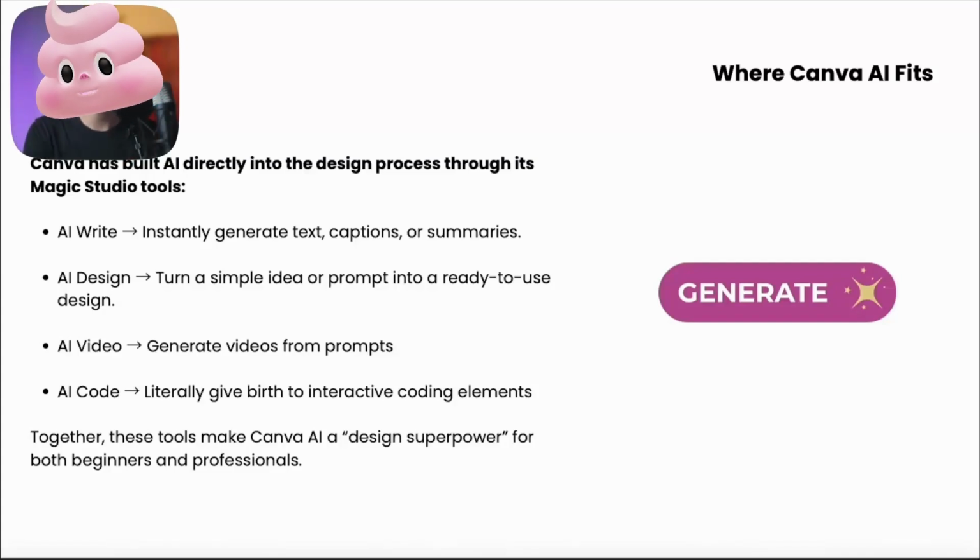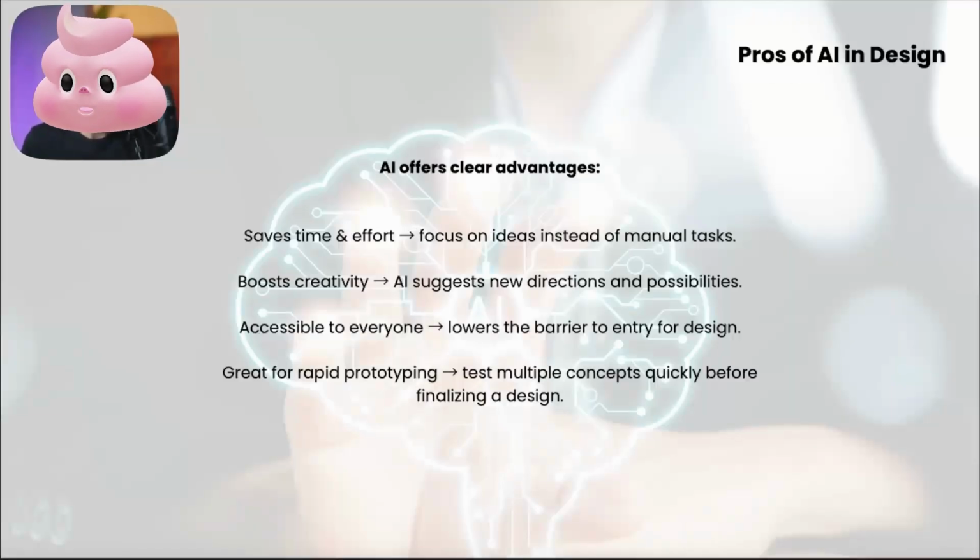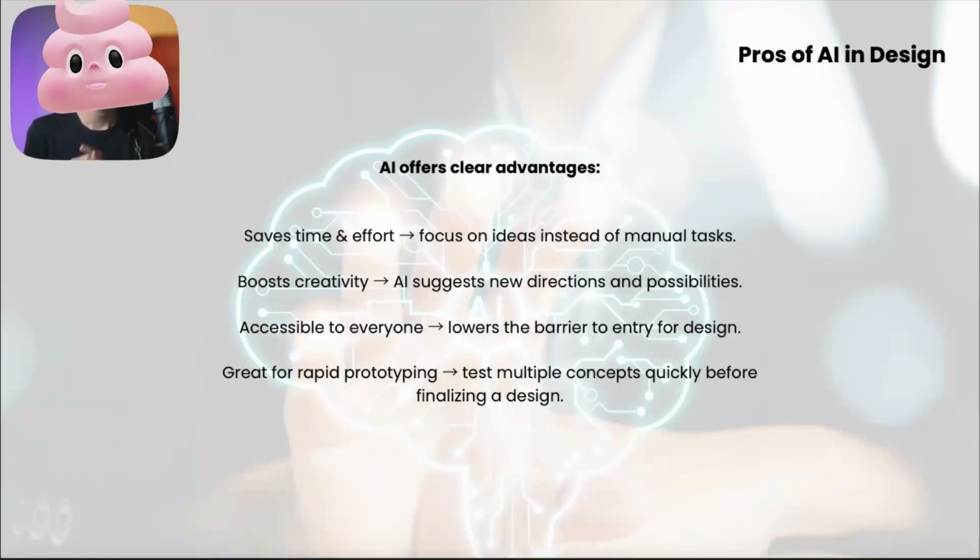So we're diving into more information about all of these four AIs, but keep in mind that we're talking about something super revolutionary here. Together, combined, these four tools make Canva AI a literal design superpower for both beginners and professionals. So again, what are the advantages of utilizing AI? Because it's very important to understand the advantages as well as the disadvantages of using AI for our design process, right? So the advantages are, first of all, that AI saves time and effort, right?